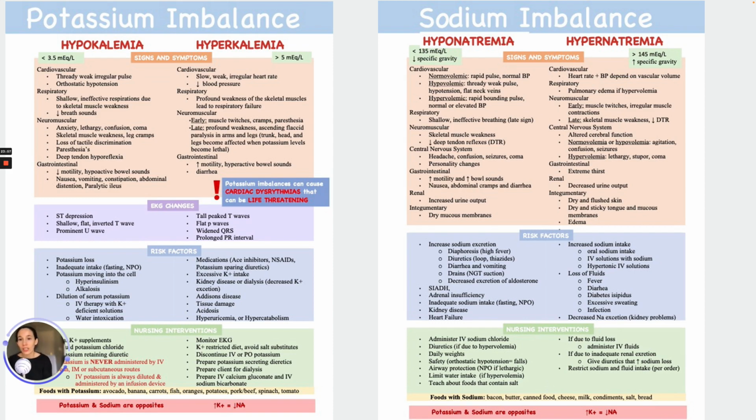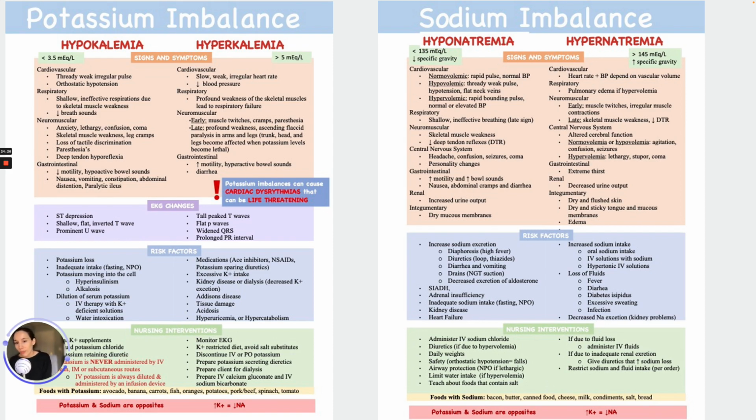Risk factors include increased sodium excretion from diaphoresis or high fever, diuretics like loop or thiazide, diarrhea and vomiting, drains but not suction, decreased secretion of aldosterone, syndrome of inappropriate antidiuretic hormone, adrenal insufficiency, inadequate sodium intake from fasting or NPO, kidney disease, and heart failure.